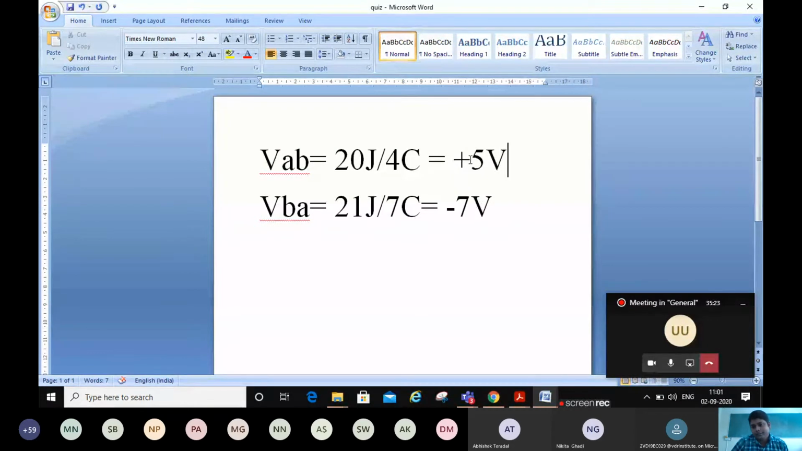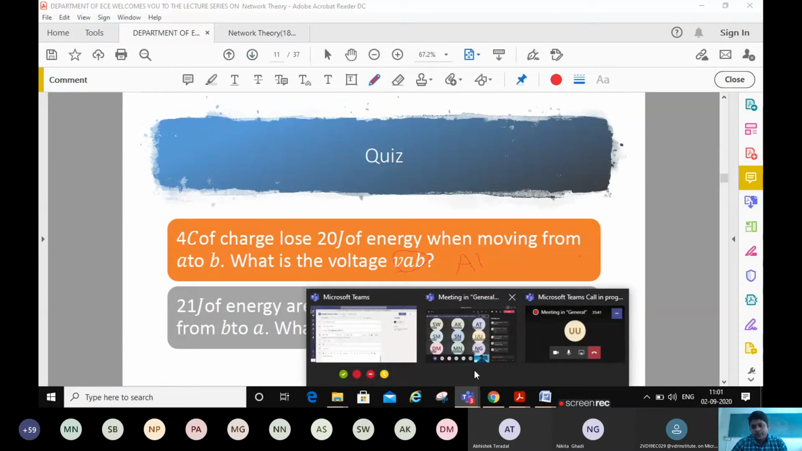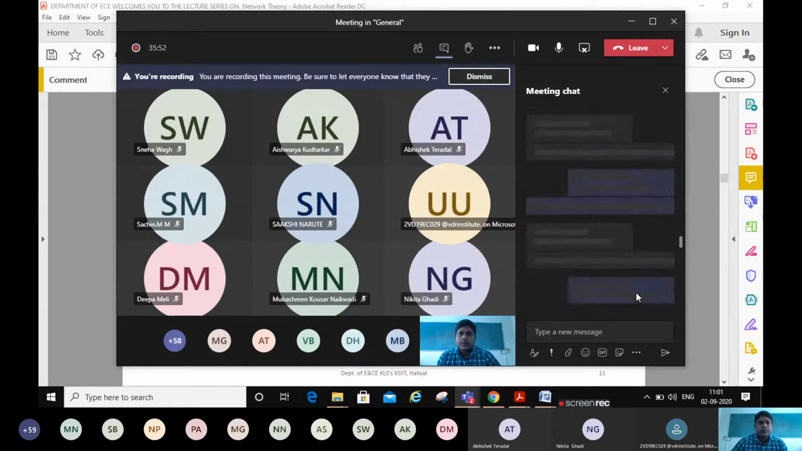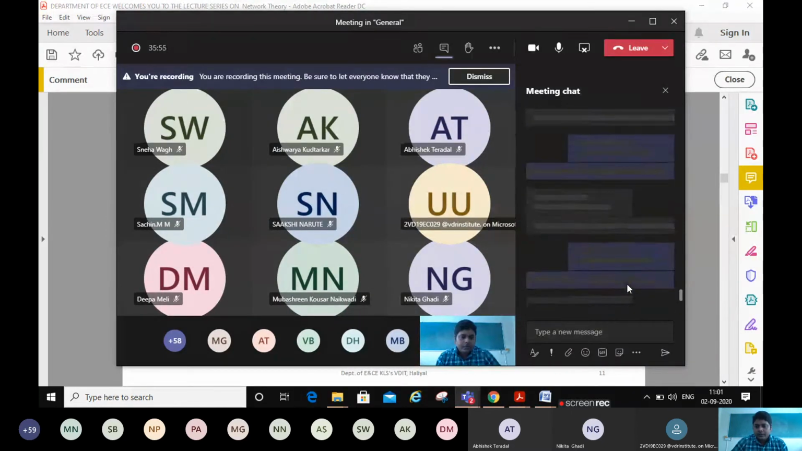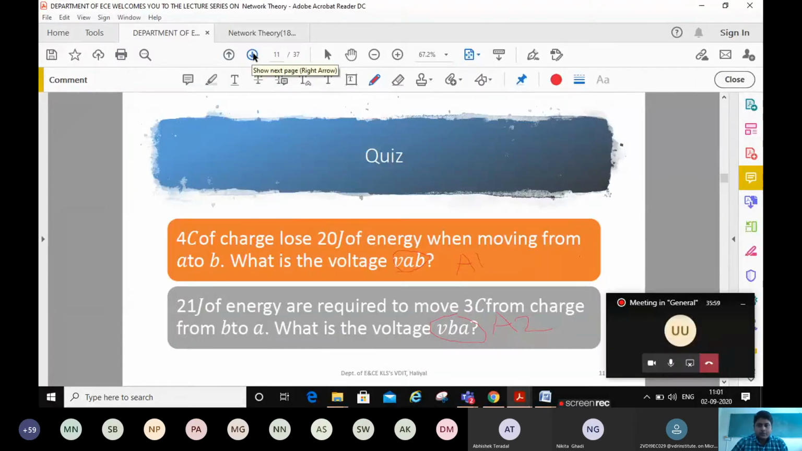Just check out these polarities. Think about this. I will let you know by tomorrow. Why it is +5 and why it is -7. It is a small quiz anyway. You can move to the next one. I think most of you have answered here, a good approach. Fine, I think Aditya and all. Okay, no issues.